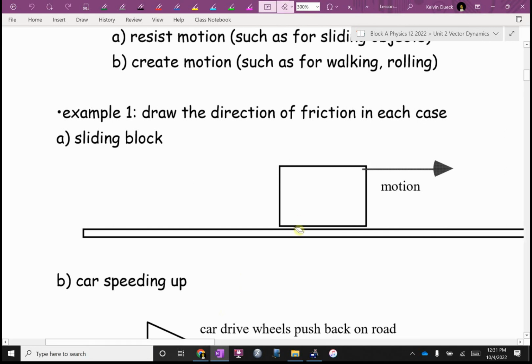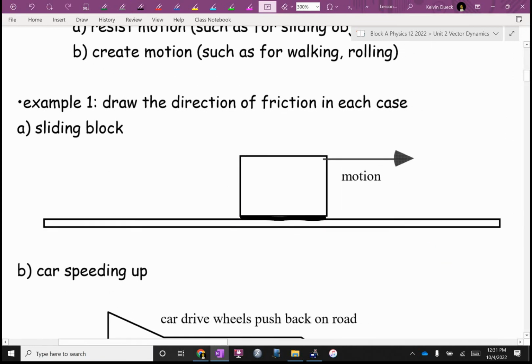There should not be any daylight between this desk and the floor. This block should actually be sitting on the floor, right there, just for the record. So let's imagine we're sliding a block to the right. Which way would friction be pointing in this situation? And in this case, friction would be resisting the motion.